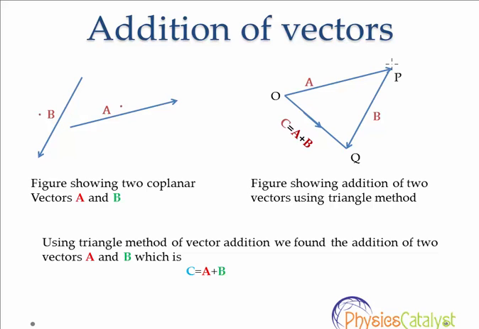Now, to find the sum of these two vectors, you would have to place vector B so that its tail is at the head of vector A as shown in this figure. After this, join the tail of vector A to the head of vector B. As can be seen from the figure, this line OQ represents vector C, which is equal to the sum of both vectors A and B. So here we have vector C equals A plus B. This procedure of vector addition, where two vectors and their resultant form three sides of a triangle, is known as the triangle method of vector addition.